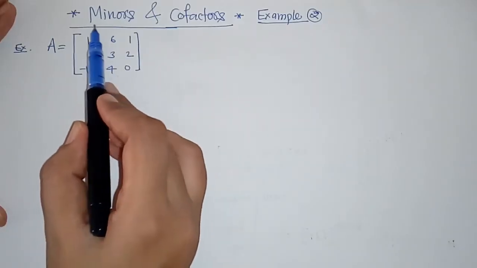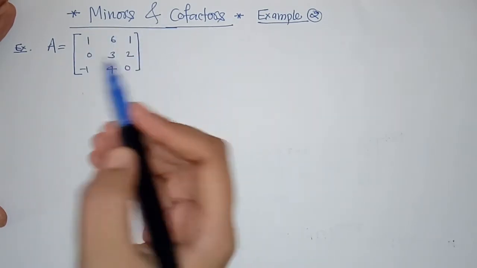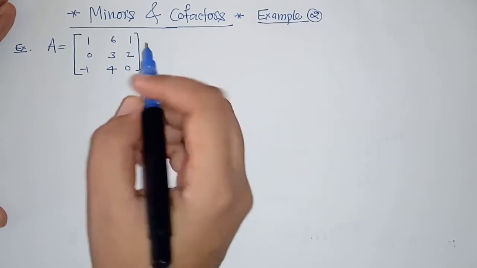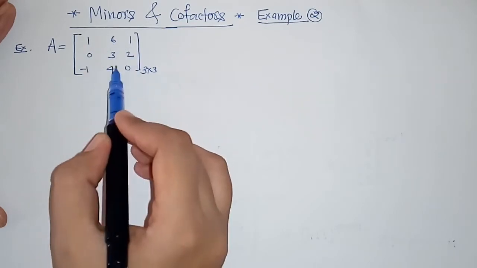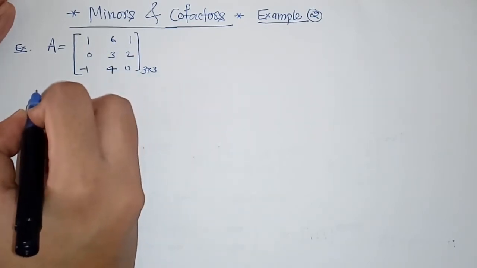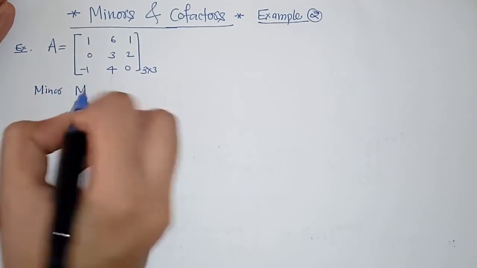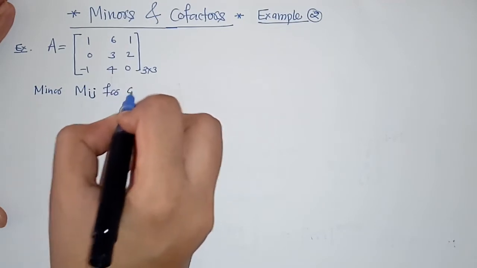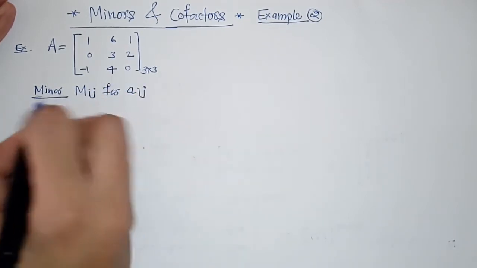Hello everyone, today we are going to see an example for minors and cofactors. Here we have a given matrix A of order 3 by 3, and we have to find minors and cofactors for all these 9 elements. Now we know that minor is denoted by the capital letter M_ij. This is for element a_ij.